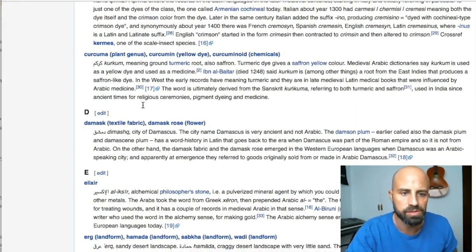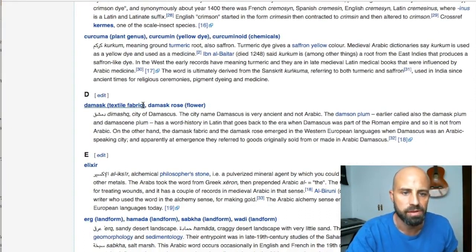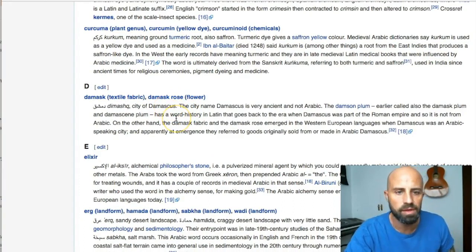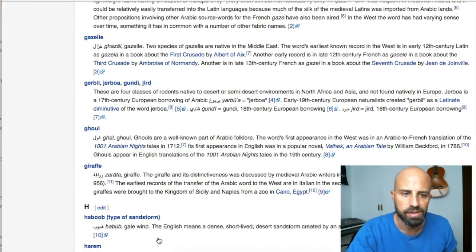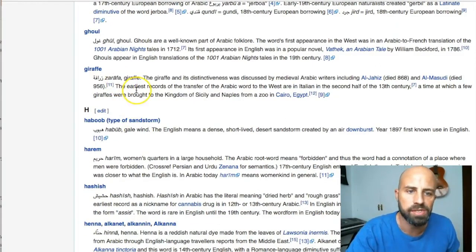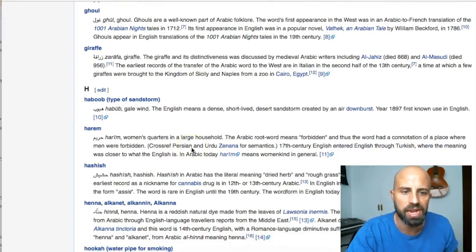Let's look at D words. Damask. Well, that is a kind of a flower, I suppose. And it comes from the city of Damascus. How about that? Gazelle. Giraffe. Giraffe comes from Arabic. Zarafa. Okay. Am I pronouncing that? Probably horrible. Let's look at H words.